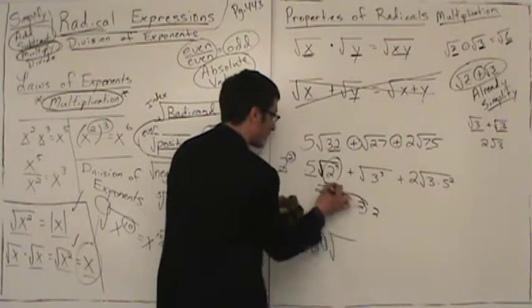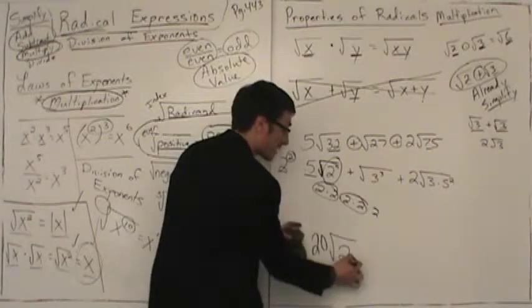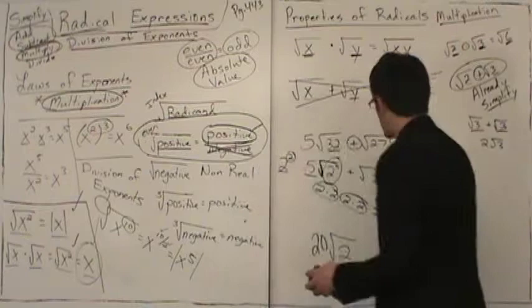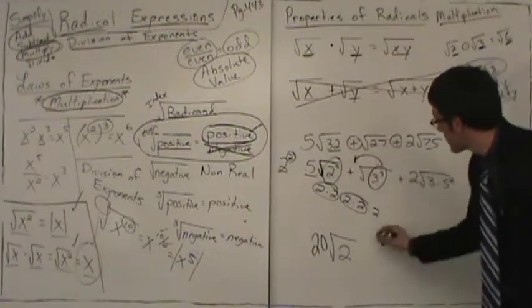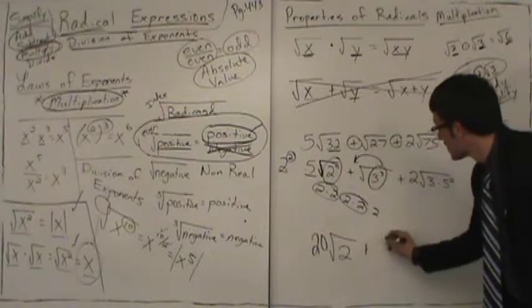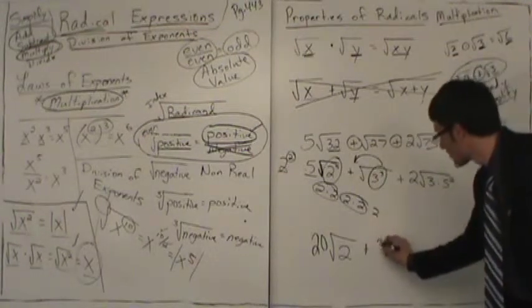We took out a total of 4 2's. How many 2's are left? There's 1 2 left. Now, we have 3 3's. Can we take a pair of 3's? Yes. Okay, so take a pair of 3's out. We have how many 3's on the outside? Well, we took out 1 pair, so there's 1 3.